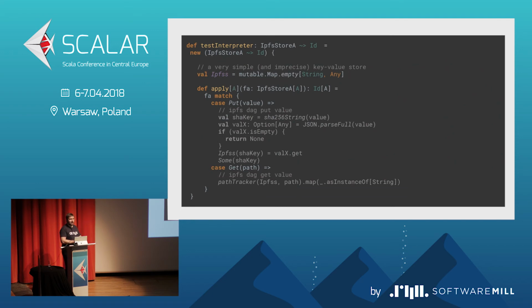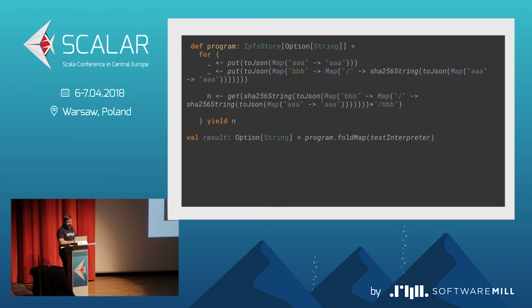And the test interpreter is just the same thing. It just plugs in our test code that we already discussed. So I can actually test it. And testing that, I'm just doing what I've been showing. So I'm putting AAA to AAA. There I'm just putting this thing that maps BBB to this slash and the SHA string of this toJSON map. And then I just can get it. This root hash would be just calculated by hand here. And I'm just getting this BBB. And it runs on the test interpreter, really cool.